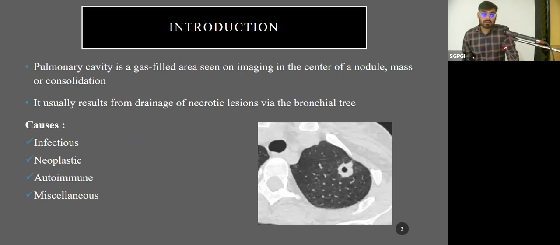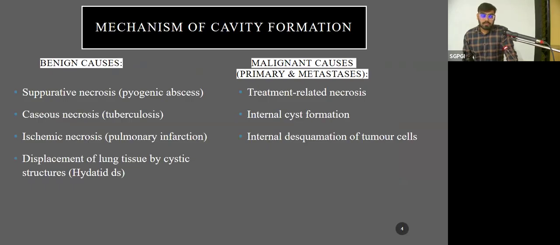Introduction to a pulmonary cavity. A pulmonary cavity is a gas-filled area which is seen on imaging in the center of a nodule, mass, or consolidation. It usually results from drainage of necrotic lesions via the bronchial tree. It can be caused by infectious, neoplastic, or autoimmune causes. Mechanism of cavity formation: it can be divided into benign causes and malignant causes.